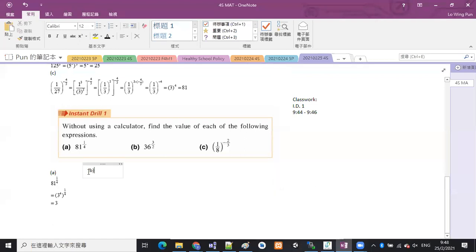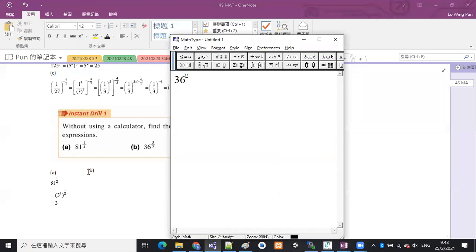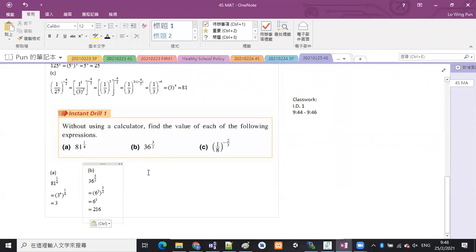And then part B, we have 36 to the power 3/2. So I need to cancel out the power 2. Okay, so I need to change the 36 to be a power of 2. So that is 6 squared to the power 3/2. And then when you multiply the index together, you get 6 to the power 3. Okay, and 6 to the power 3 is equal to 216. That is the answer.